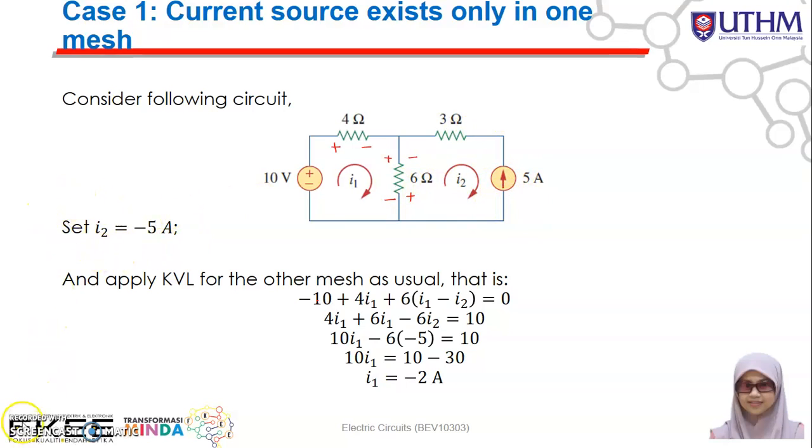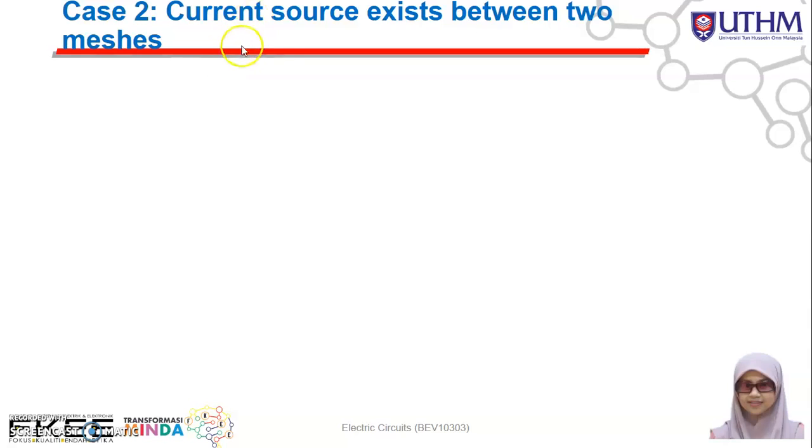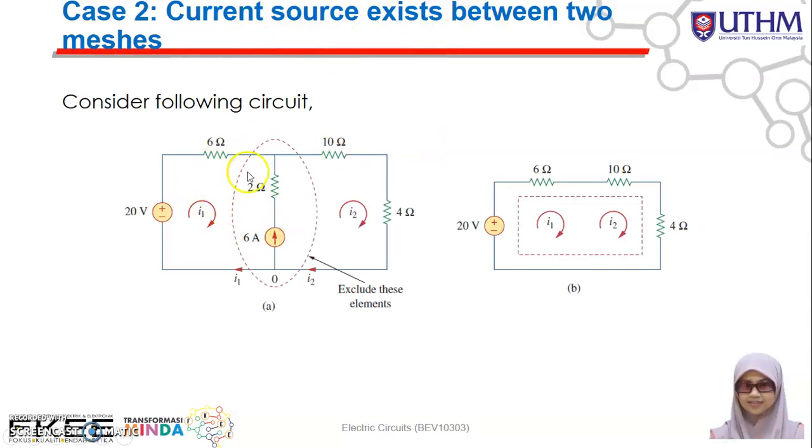Next we go to case number 2, where the current source exists between two meshes. Let's consider the following circuit. Here you have the first mesh, here is your second mesh, and then you have a current source. This is your current source, and the current source exists between the two meshes.